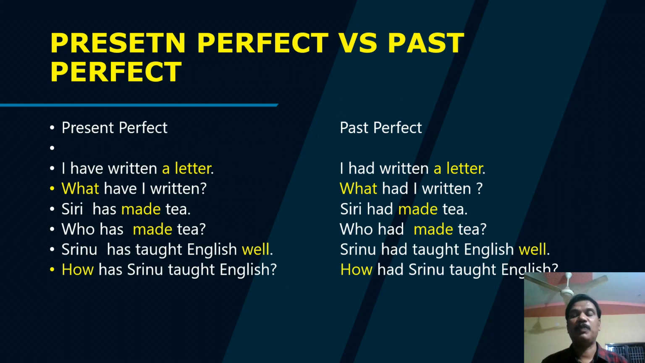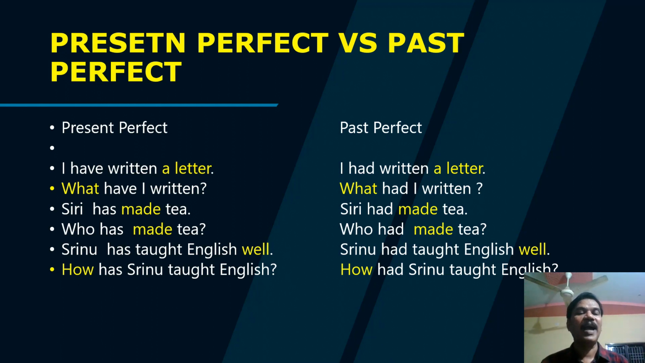Present perfect, past perfect questioning. Compare these two. Observe carefully the changes. I have written a letter. Only in present tense we use have, has. A letter is the object, therefore we use what. As the sentence is ready with the helping verb and main verb, you can put the helping verb before the subject. So what have I written? Question mark.